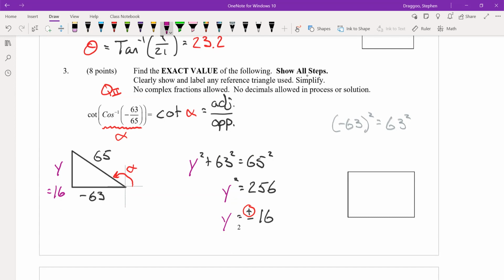All right, now that we have a complete reference triangle, I'll use that to answer the original question. It wanted the cotangent value off of this triangle, which again is adjacent over opposite. So negative 63 over 16. So I could put that in the box. Negative 63 over 16. Well, that's our answer.